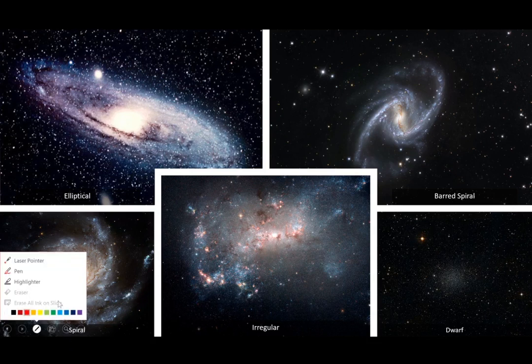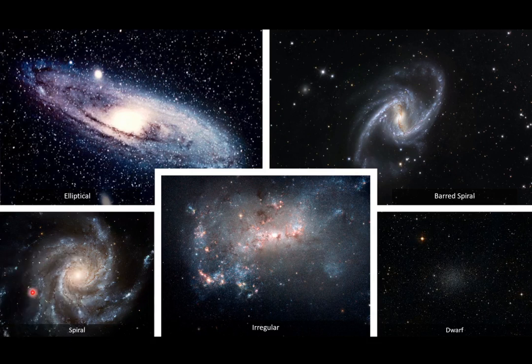Let me bring up my laser pointer. We can see the spiral galaxy over here in the bottom left. We can see a pinwheel shape with the arms spinning out of it. We have an irregular shape in the middle. It's still a cluster of stars, but it doesn't form a distinct shape. We have our elliptical in the upper left, and again, we can see it's got that oval shape.